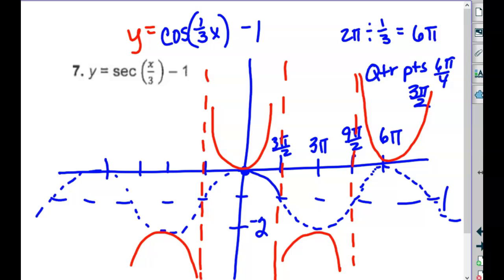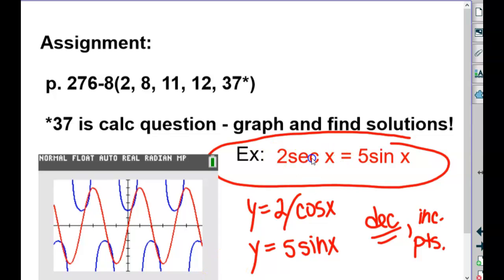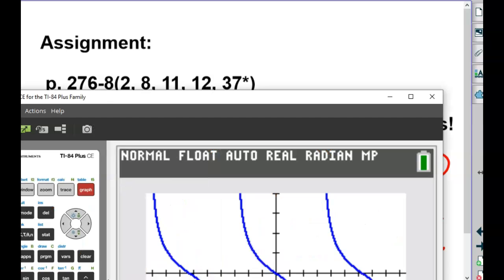Everybody okay if I stop there? Because I want to talk 1 second. The very last question on the homework is a graphing question like this. 2 secant x equals 5 secant x, and you're just supposed to answer as decimals. How do you put secant in your calculator? It's 1 over cosine. So 2 secant, you would type 2 divided by cosine, or 2 times 1 over cosine.